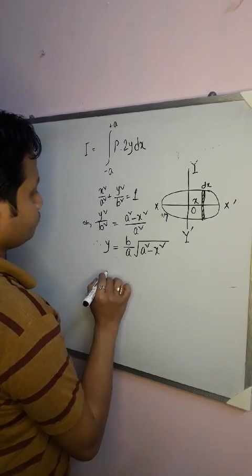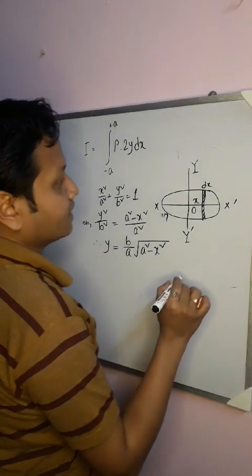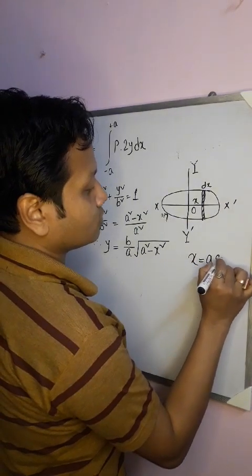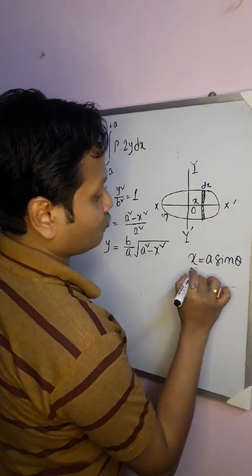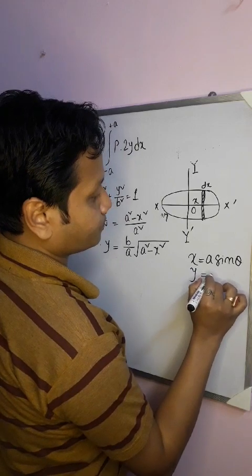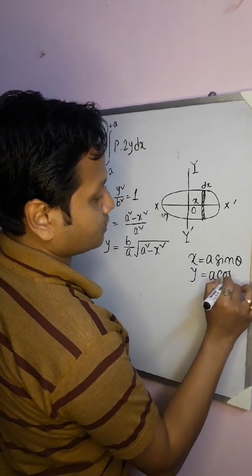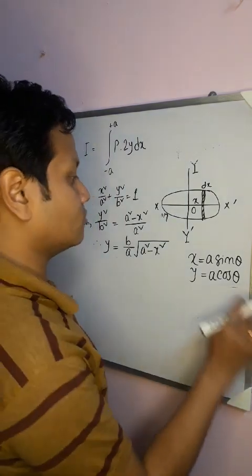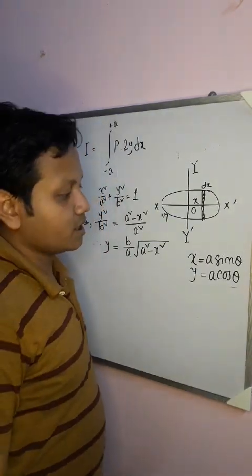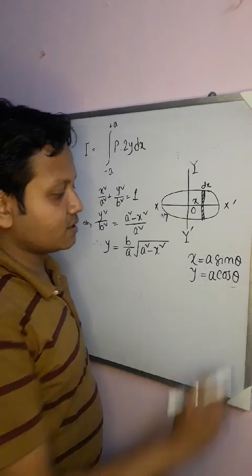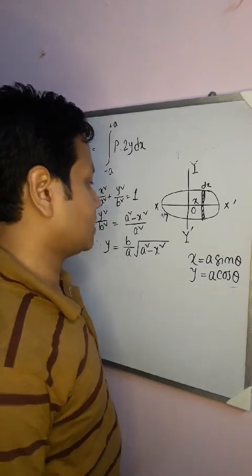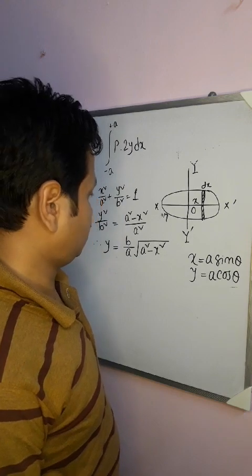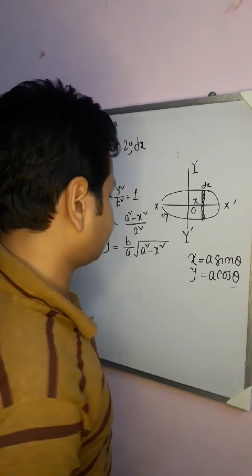Now again, the parametric equation of an ellipse is x equals a cos theta and y equals b sin theta. Okay, this is the parametric equation, that is, x equals a sin theta, y equals a cos theta.